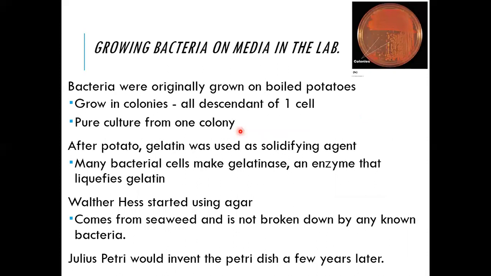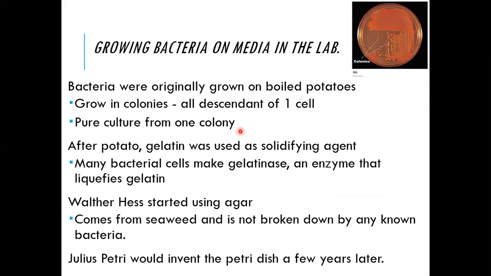Let's take a look. Now, some other breakthroughs happened with Koch and his students, people that worked for him. They went from the aqueous humor, the cow eye, then they started using boiled potatoes to grow the bacteria to get pure cultures. Then they started using gelatin to make a semi-solid agent. The only problem with gelatin is that some bacteria can break it down, so they had to use something else.